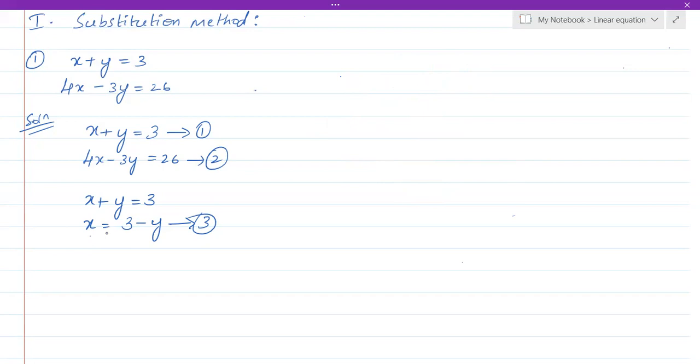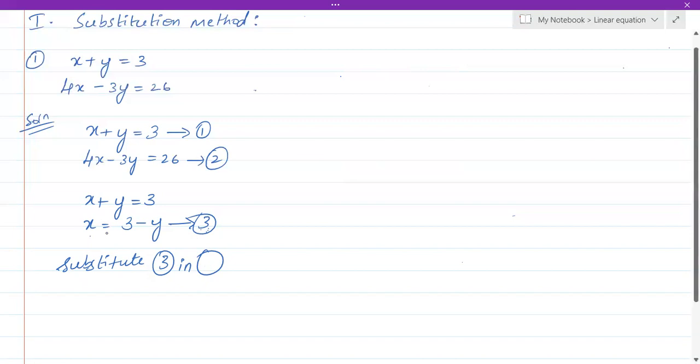As you can see, we have taken the first equation and solved for x. Now what we are going to do is substitute. This is where the name substitution method came from. You're going to substitute equation 3 in equation 2. Remember, you got this equation 3 with the help of equation 1, isn't it? So this equation 3 should be put in the other one.